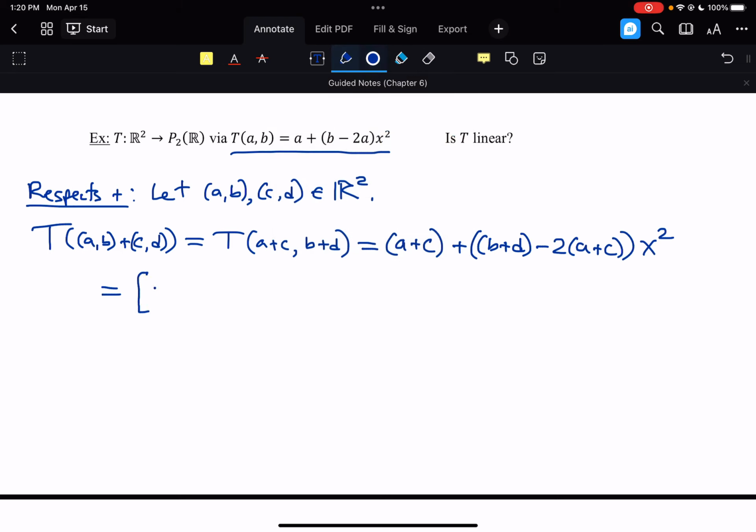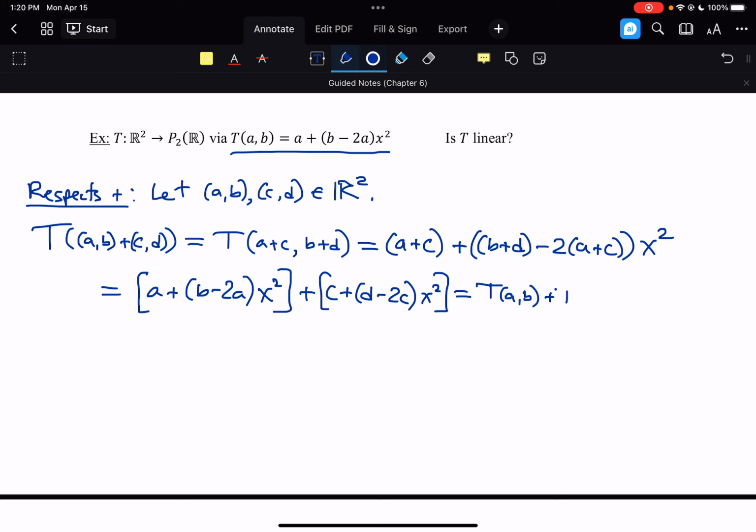So we end up getting A plus B minus 2A x squared plus C plus D minus 2C x squared, which gives us transformation of AB plus transformation of CD. So this transformation does respect addition.